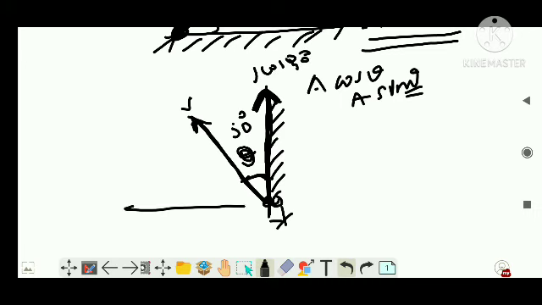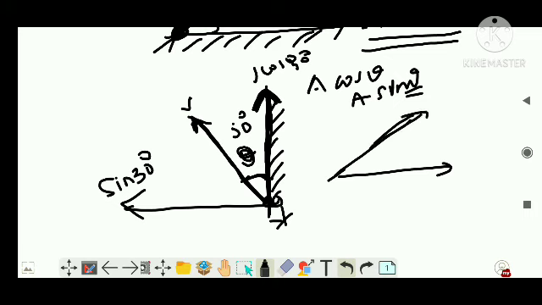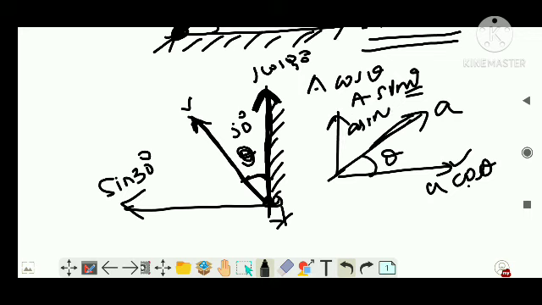The other line, perpendicular, this becomes sine. This is just a trick, right? A line along with the angle. This is again acceleration, this is the angle, so this becomes the horizontal component. So this becomes a cos theta. This becomes a sin theta. Clear? Keep that in mind.